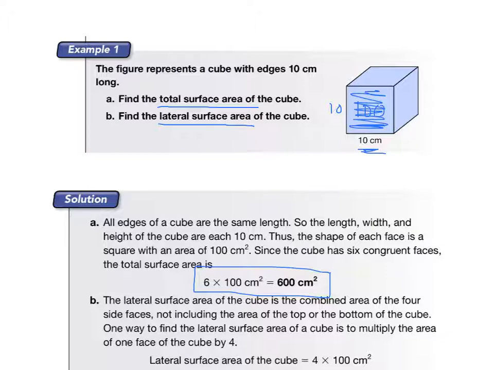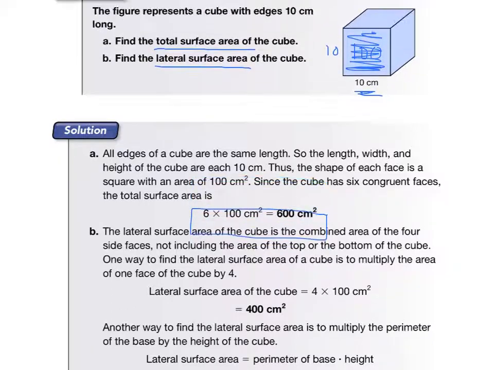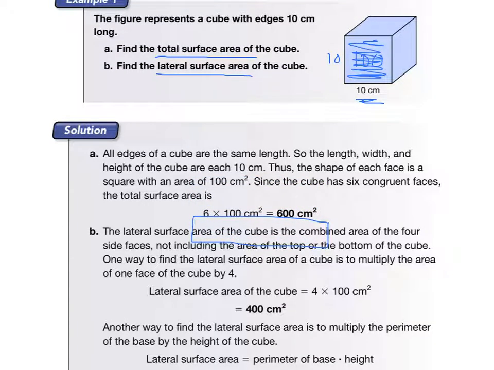If you want to do the lateral surface area, and remember I told you the lateral surface area is just the sides of the cube. So let me get a different color. The sides of the cube would be just all the way around it, and not the top or the bottom. So lateral is the front and the 2 sides and the back. So how many sides are there? There are 4. Well, we already know that each side is 100 centimeters because we did that previously. So instead of 6 sides, the lateral surface would just be 4 sides, so it'd be 400 centimeters squared.